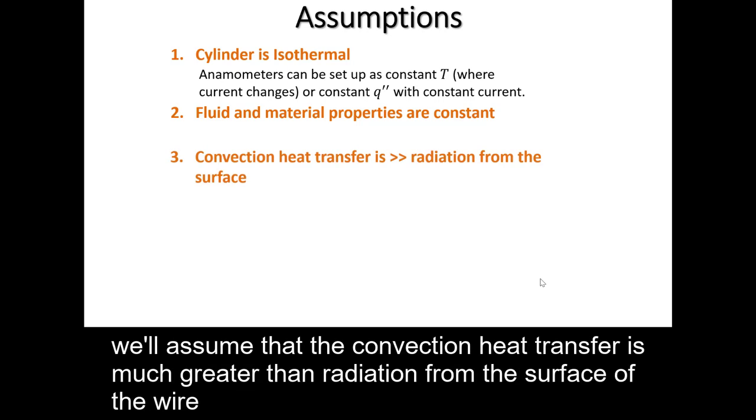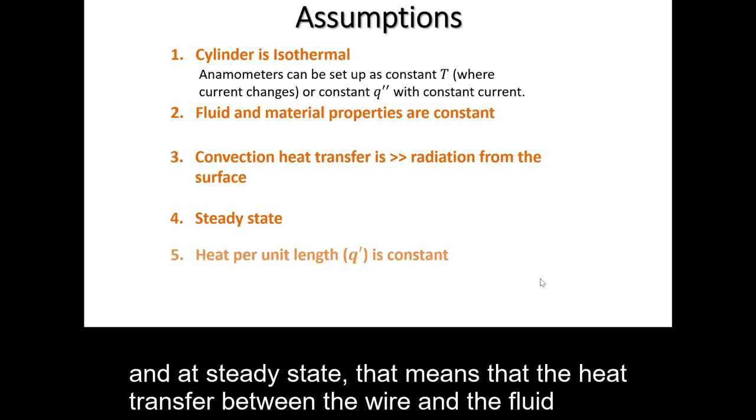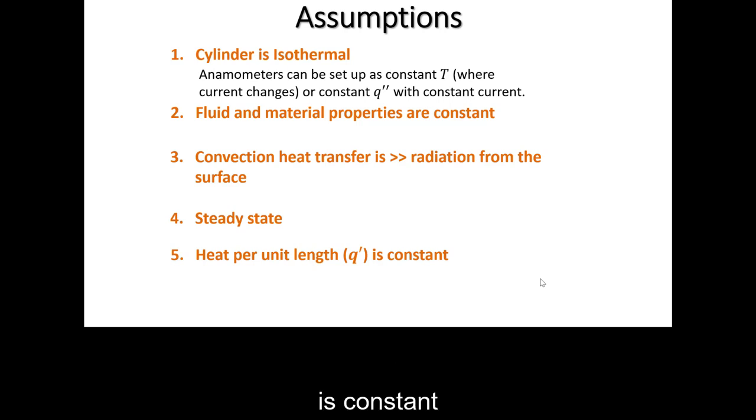We'll assume that the convection heat transfer is much greater than radiation from the surface of the wire. We will also assume that the problem is at steady state. And at steady state, that means that the heat per unit length running through the wire, or between the wire and the fluid, is constant.